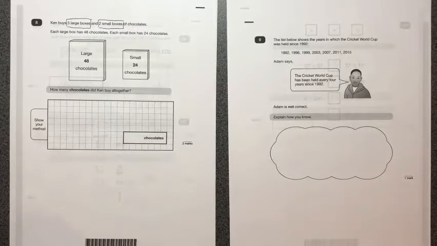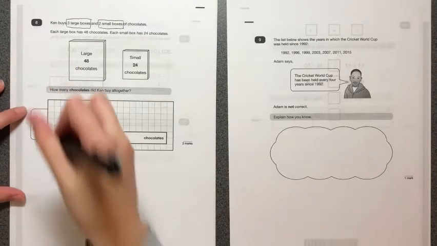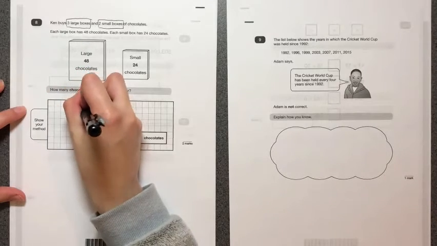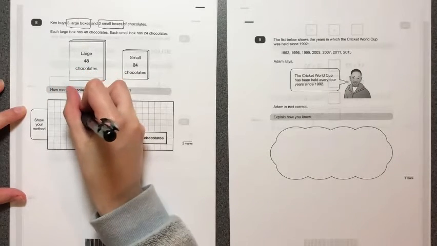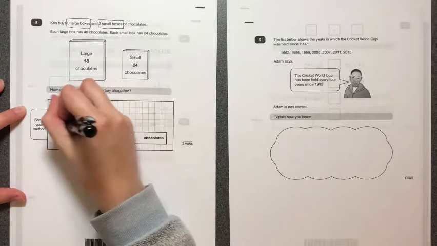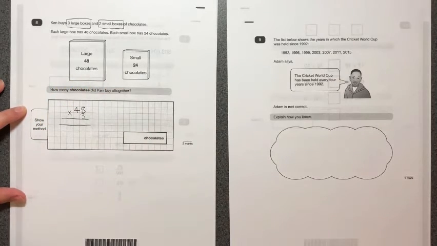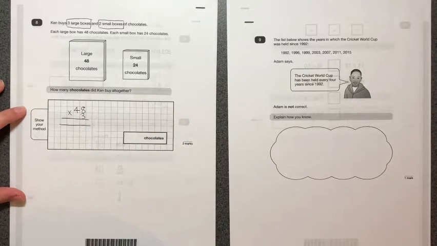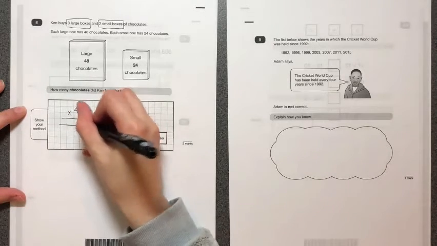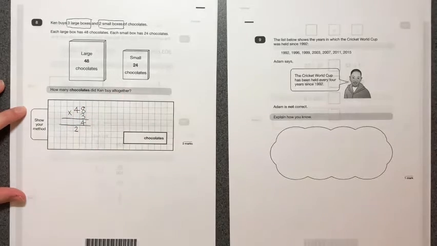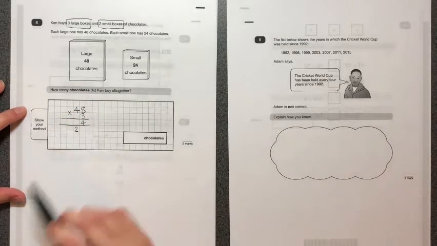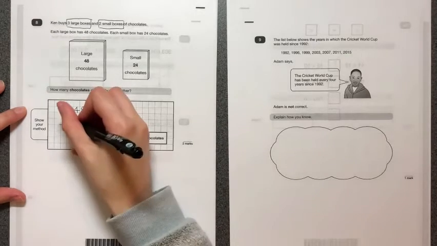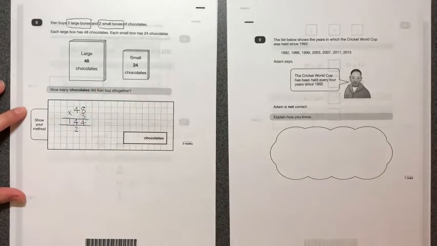So our large one, he's bought 3 of these, so we are going to do 48 multiplied by 3. Going to do a column method like so. 3 times by 8 is 24. Write the 4 and carry the 2 down here. 3 times by 4 is 12. Plus this 2 is 14, and we can write that like so.